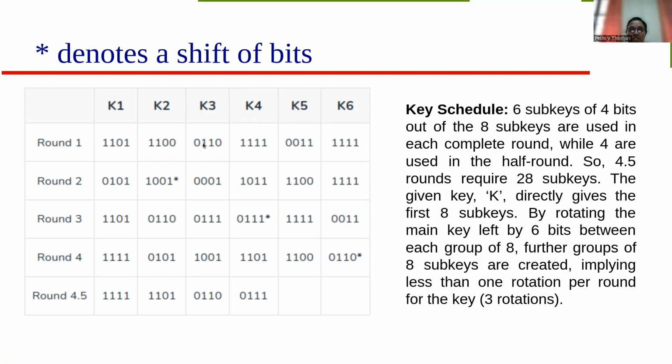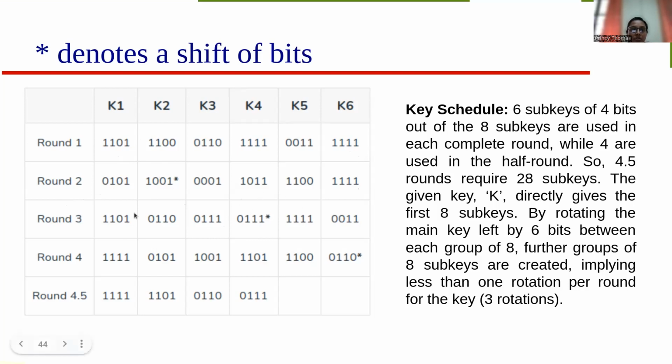0, 0, 0, 1. See over here, 0, 0, 0, 1, 1, 0, 1, 1. Here 1, 0, 1, 1, 1, 1, 0, 0, 1, 1, 0, 0, and 1, 1, 1, 1. Then 1, 1, 0, 1, 0, 1, 1, 0, 0, 1, 1, 1, and 0, 1, 1. So till here, you have the next 8 bits.